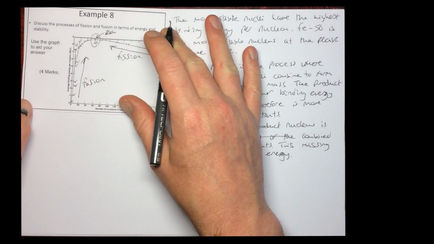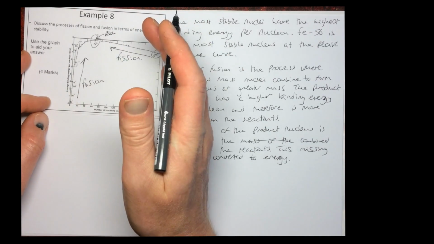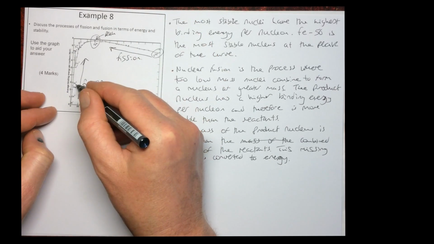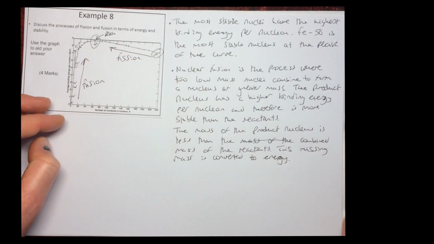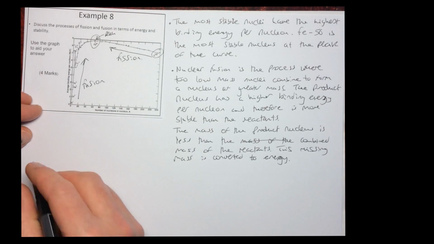So what we're saying here is things like these two hydrogen nuclei, like hydrogen 2 and hydrogen 3, so deuterium and tritium, may fuse together to produce helium 4. Okay, and that has a higher binding energy per nucleon. Now, we then could talk about nuclear fission.